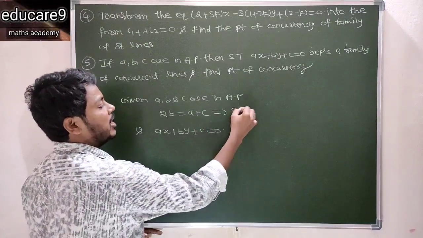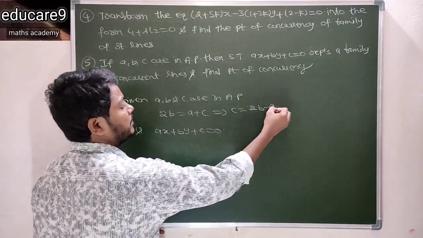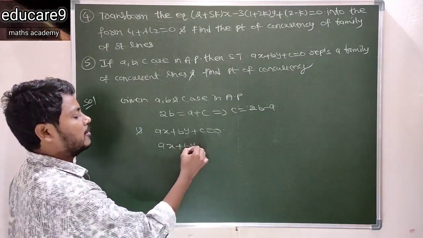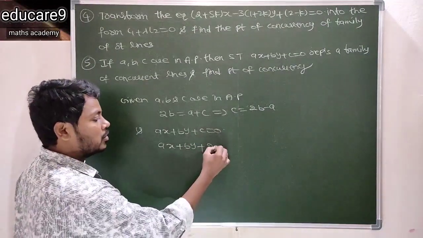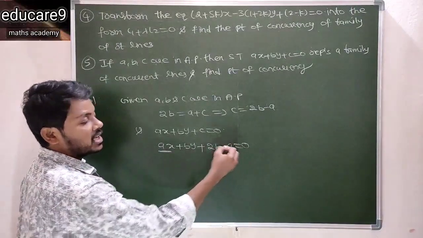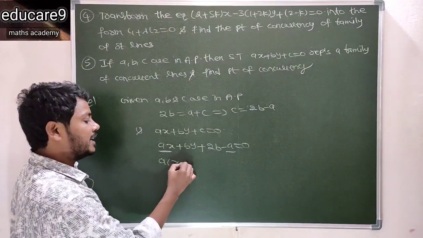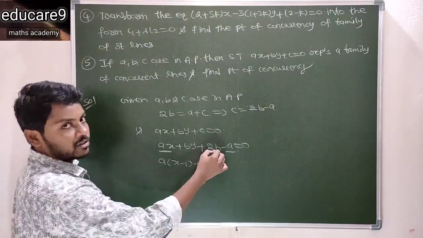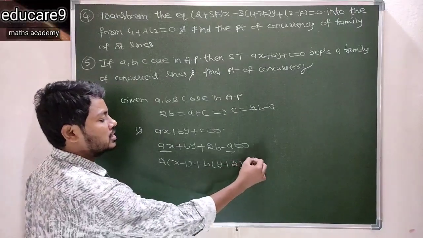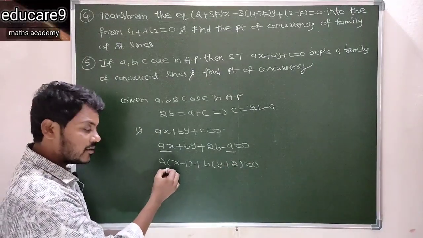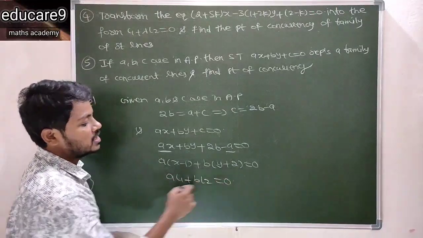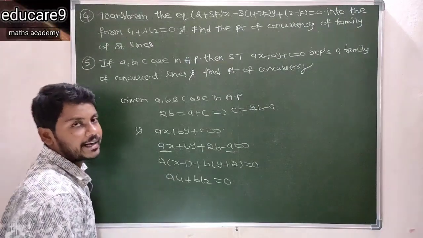So from this, c value is what? 2b minus a. Substitute here. So ax plus by plus c, with c value 2b minus a, is equal to 0. So from the first and last, a is common, you will get x minus 1. From the second and third, b is common, you will get y plus 2 is equal to 0. So clearly it is in the form of aL1 plus bL2 equals 0. So it represents a family of concurrent lines.